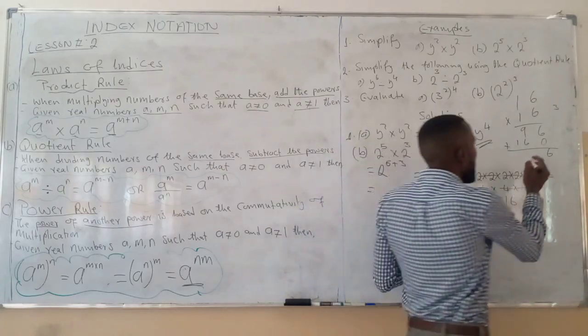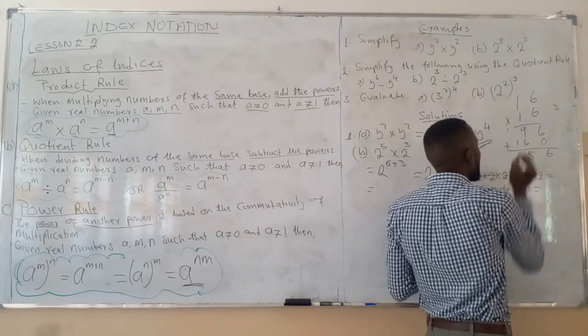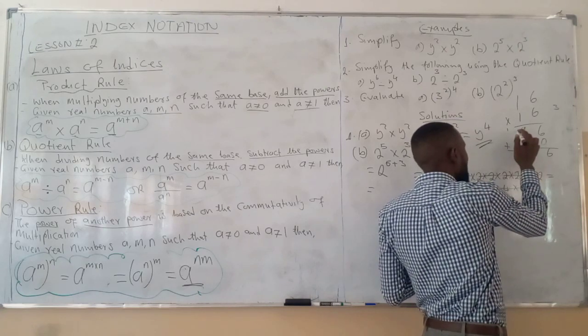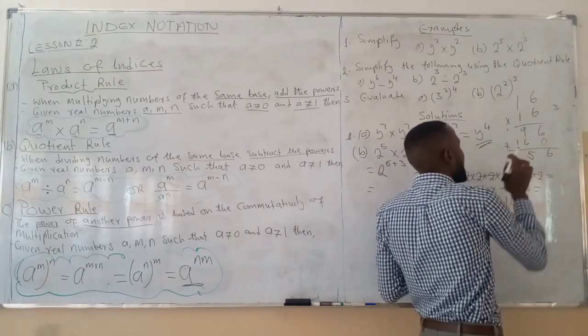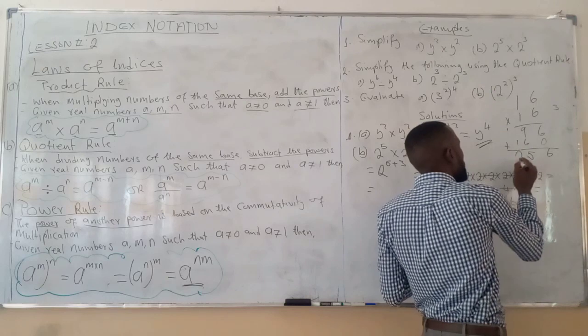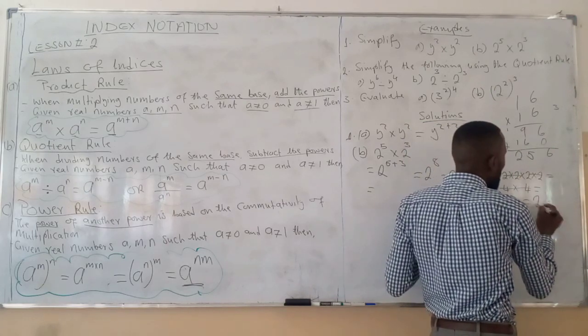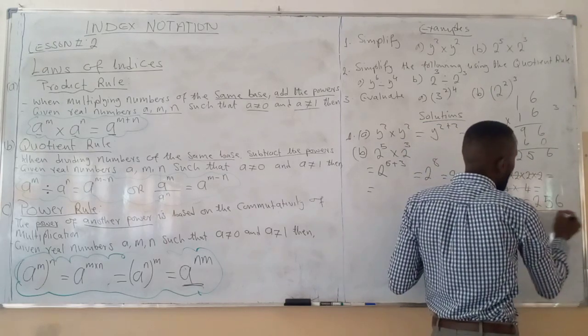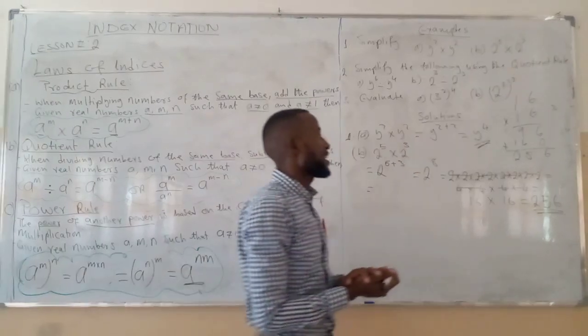So you have 5, remainder 1. What is 0 plus 1? It is 1. Plus 1, it is 2. So this is going to be 256. So that is our final answer like that.